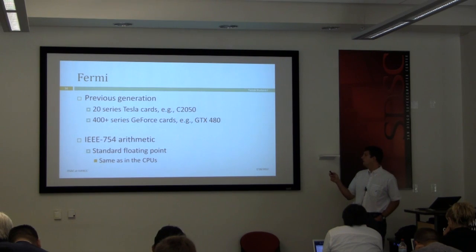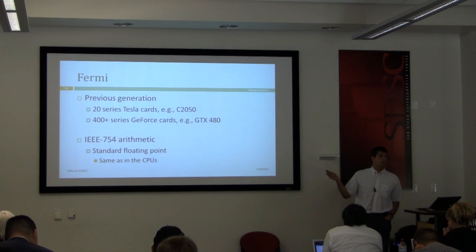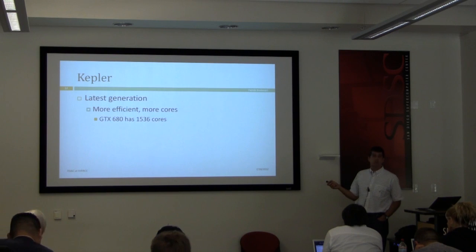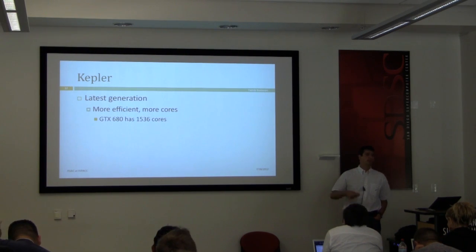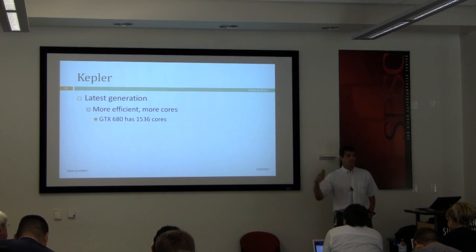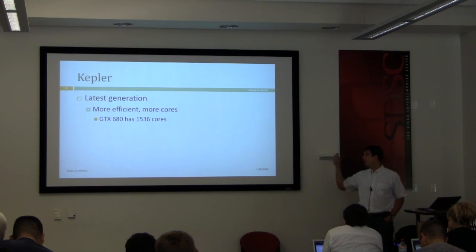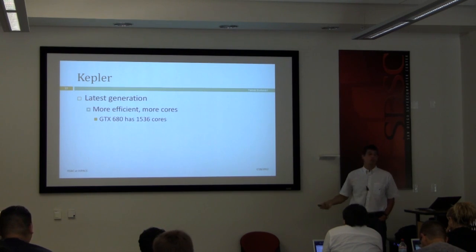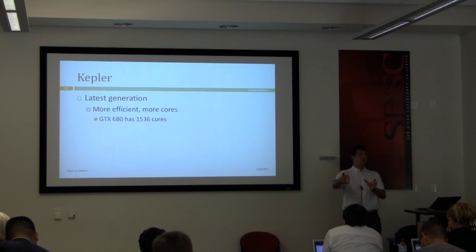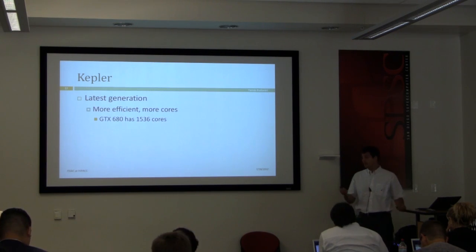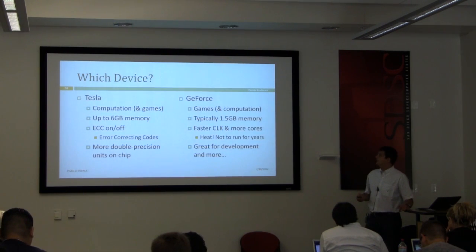So that's Fermi. The latest generation, just announced at GTC in May, the GPU Technology Conference, is the Kepler. This is the greatest and latest and fastest, and better than Fermi. Fermi was already pretty good. Now we are talking about 1,500 cores on a single GPU. You can get a card with 2 GPUs, so that's 3,000 cores, 150,000 threads in one card. That's scary.